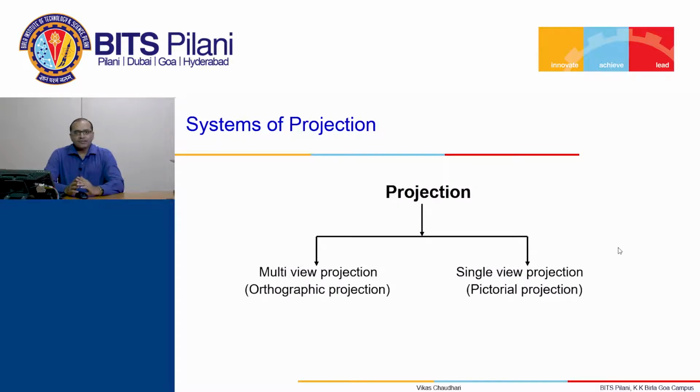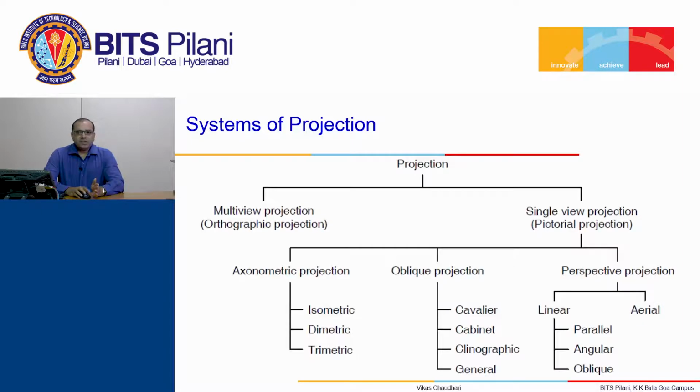System of projections. We have multi-view projections, which in other words we call orthographic projections, and single view projections, which are also called pictorial projections. Pictorial projections are further categorized as axonometric projections, oblique projections and perspective projections. In this chapter, our main objective is to learn about the multi-view projections. Pictorial projections will be discussed in detail when the isometric chapter is taught.